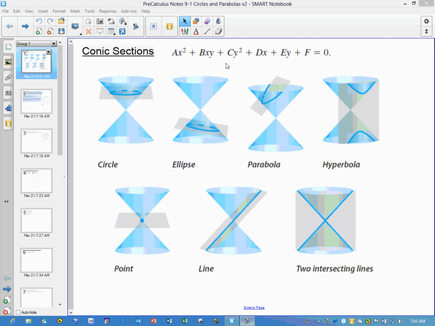First of all, this equation here represents the general form of a conic section. Any one of these shapes is going to fit into this equation with A, B, C, D, E, and F being coefficients. And geometrically, I want you to first understand how these shapes are generated.